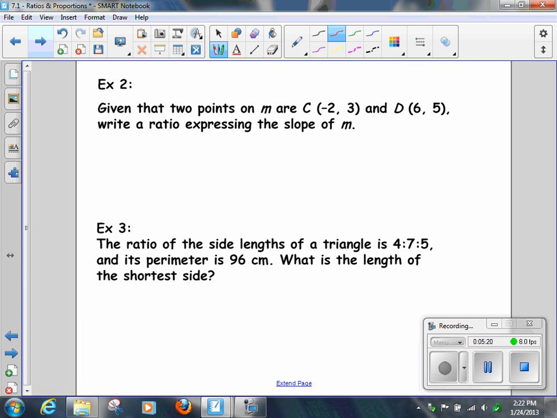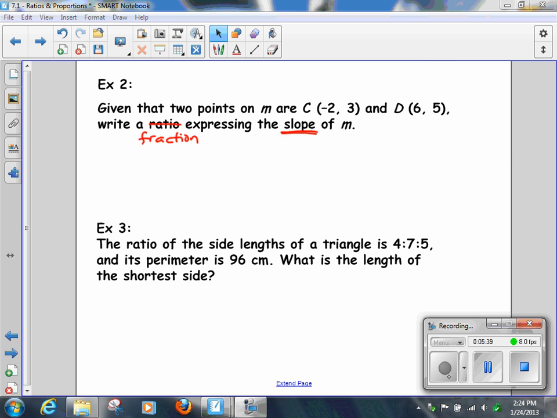Given that 2 points on M are C, negative 2, 3, and D, 6, 5, write a ratio or a fraction expressing what? The slope. You find the slope of these 2 points. You do that now. Do the formula. The formula.